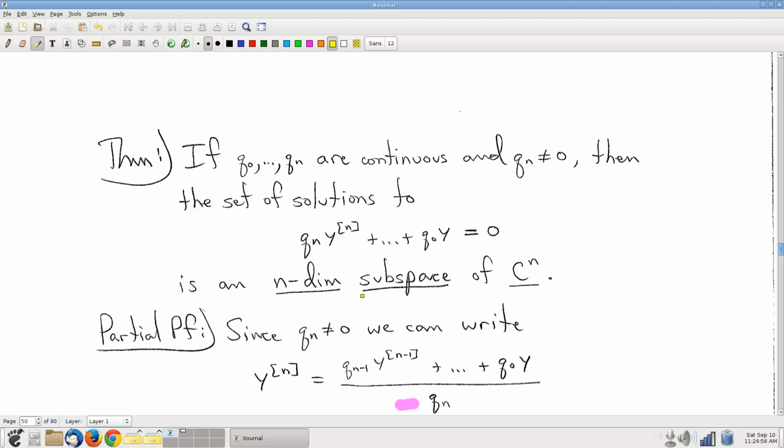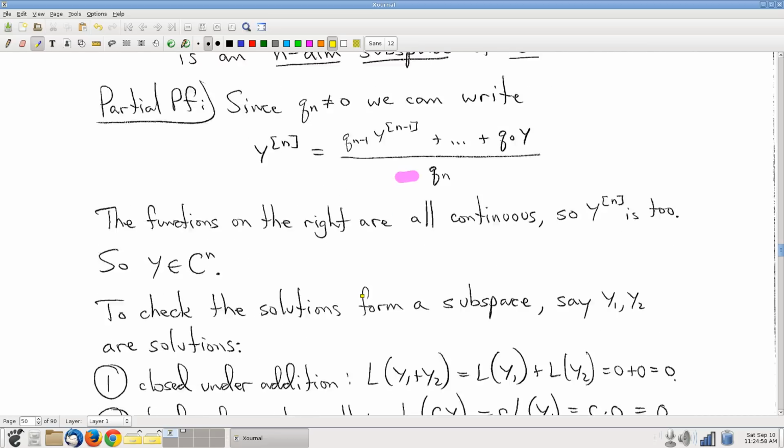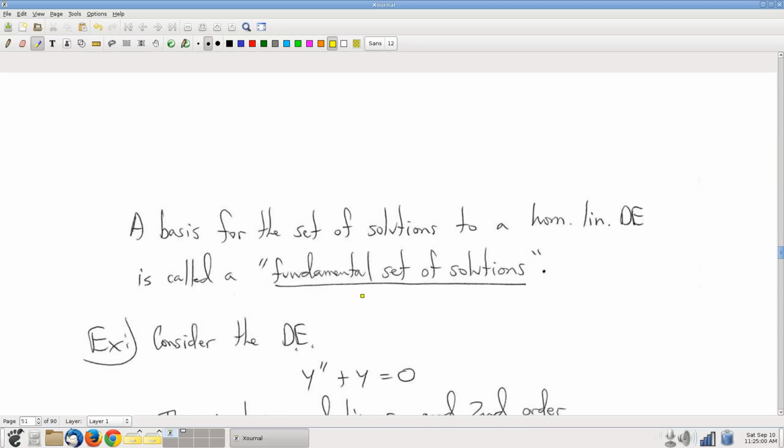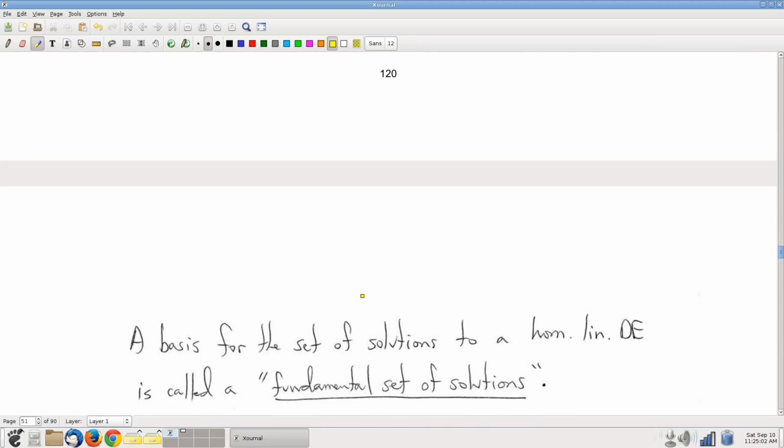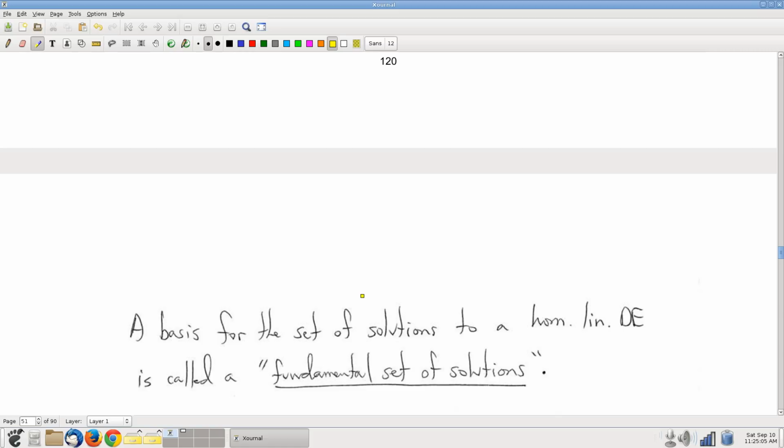Okay, and that's going to be enormously important as we go through the rest of the differential equations in this course. A little bit of lingo. Since we are talking about a vector space, we can talk about a basis for that vector space, specifically the vector space of solutions to the homogeneous linear differential equation. And this basis has a name. It's classically called a fundamental set of solutions.